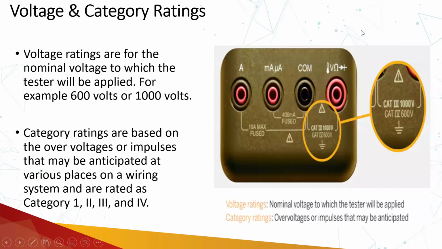This information is not present in your standard, but it is present in the handbook, that there is a category, and the voltage rating and category classification are there. This category is not equivalent to category 1, 2, 3, 4 related to arc-rated clothing. This category is related to the test instrument. Category 1, 2, 3 basically shows what the overvoltage or impulse level is expected at any point in your wiring system.